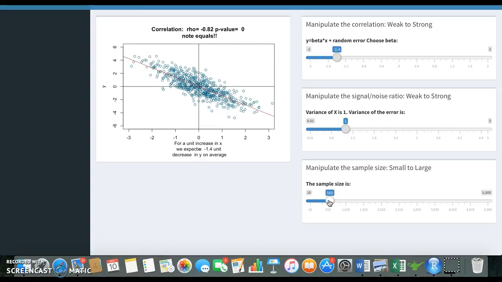So I hope this app is useful for you. I've put the link up on the discussion board. Feel free to have a play around. It looks a little bit different on the web. I've simplified it a lot, and hopefully it helps explain what's going on there.